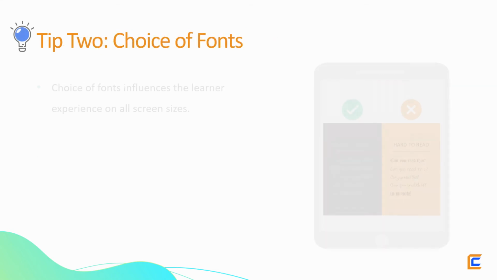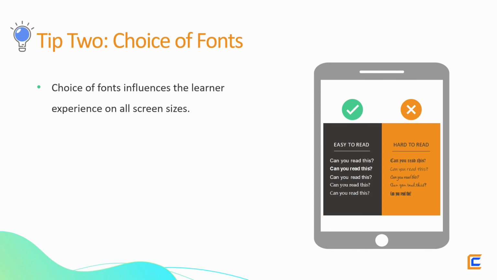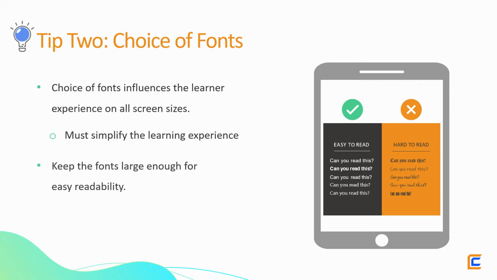In addition to colors, your choice of fonts significantly influences the learner experience on all screen sizes. This is more significant on mobile screens, as the area available on a screen is limited. Also, since a mobile learner can take a course when traveling on a bus or train, the font that you choose must simplify the learning experience. Hence, choose fonts that are simple to read. Keep the fonts large enough to ensure the learners don't experience strain when reading the on-screen content.